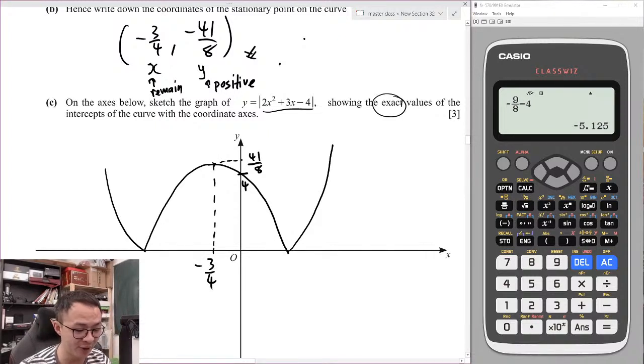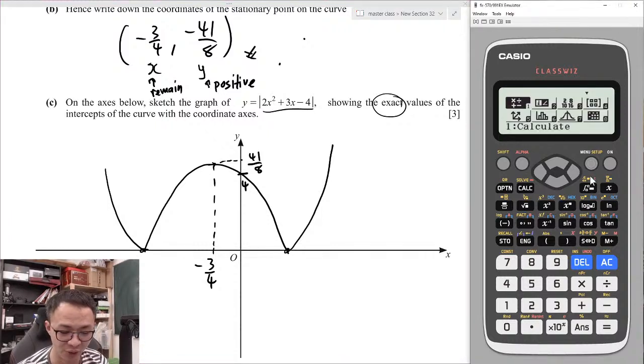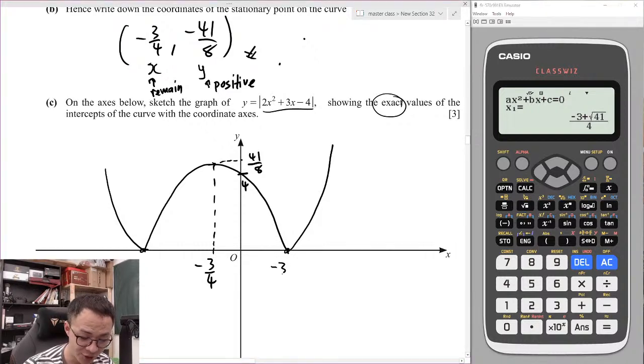Okay, but then we still need to show the x-intercept, isn't it? So I use the calculator to do the work here. I look for the EQN, polynomial. Degree is 2. So this is 2, this is 3, this is negative 4. So I have two values. Since they want the exact form, one will be positive, the other one is negative. So I will write the positive side, which is (negative 3 plus square root 41)/4. The negative one will be (negative 3 minus square root 41)/4.